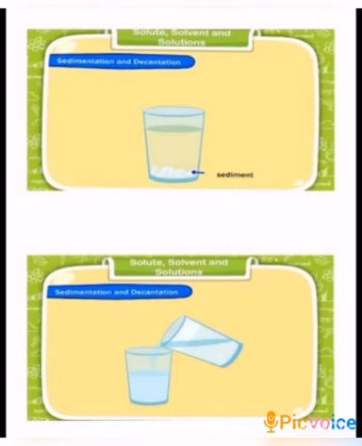For example, mud and water can be separated by sedimentation and decantation. Here, in the mud and water solution, the mud settles down at the bottom of the beaker, that is sedimentation. Then the water is poured into another beaker without disturbing the mud. We get the clear water, that is decantation.